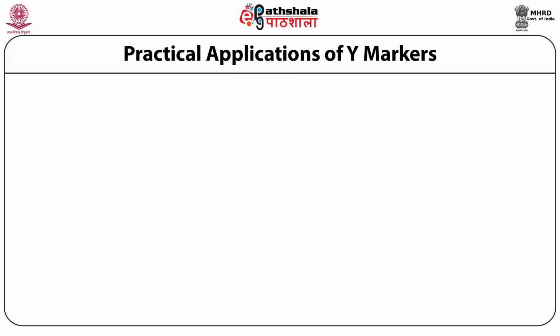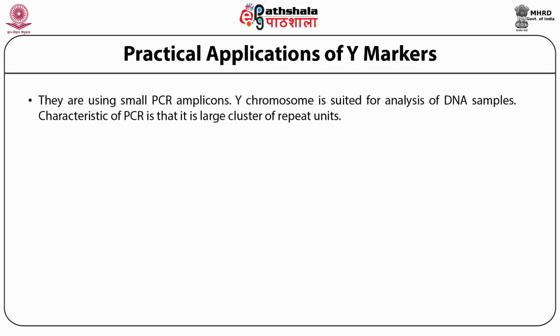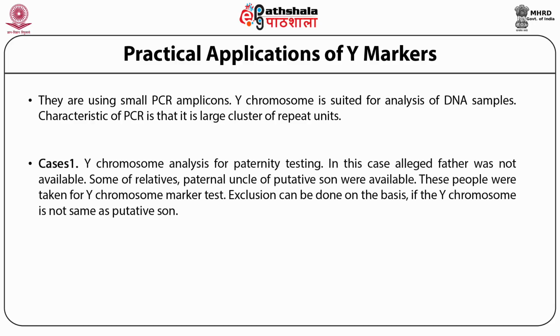Now, I will be talking about practical applications of Y markers. Y markers use small PCR amplicons. Y chromosome is suited for analysis of DNA samples. A characteristic of the Y chromosome is that it has large clusters of repetitive units. Y chromosome analysis for paternity testing: in case 1, the alleged father was not available. Some of the relatives, the paternal uncles of the putative son, were available. These people were taken for the Y chromosome marker test. Exclusion can be done if the Y chromosome is not the same as the putative son's.